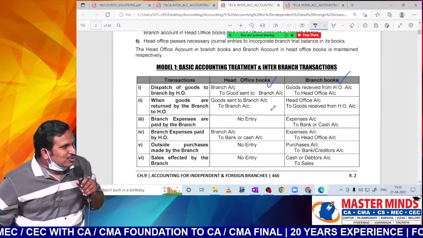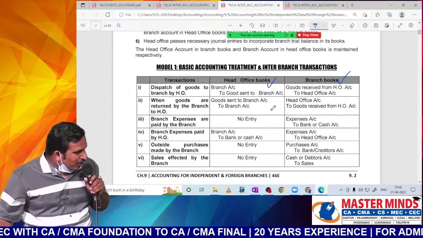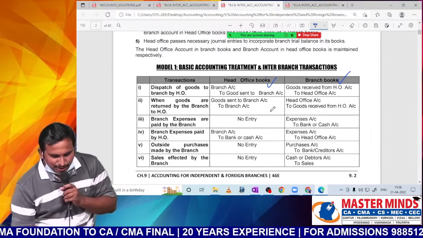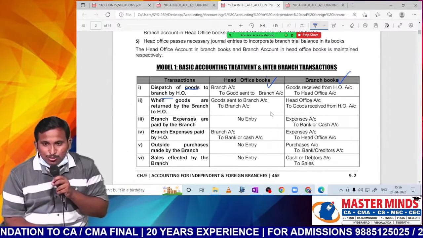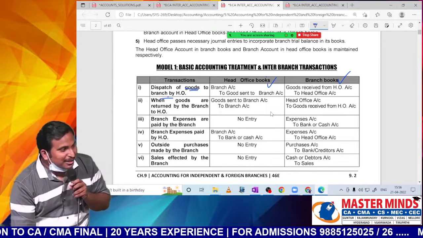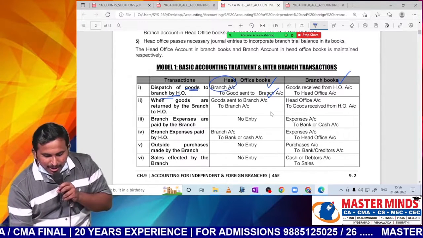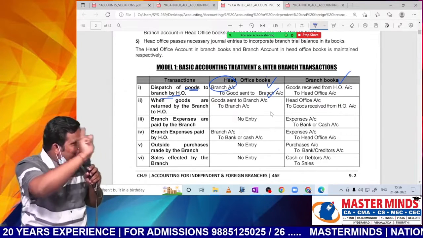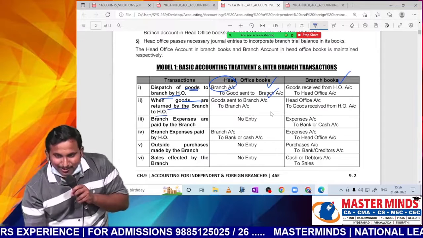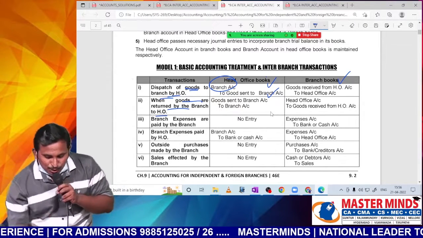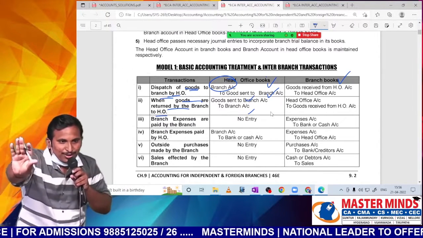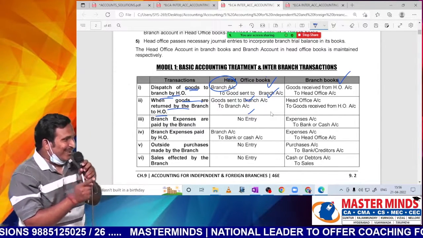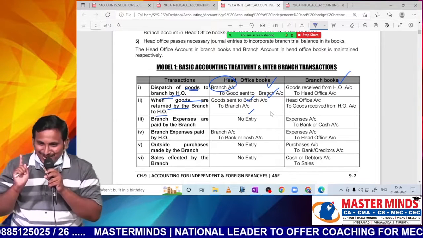First, dispatch of goods to branch by head office. Simply look at one aspect; one aspect should be clear. We are sending goods, so goods were sent by head office. Goods will be credited. The other aspect is branch. Next, goods were returned by branch to the head office. We will receive goods, and the other aspect is branch. One aspect will be very clear. You record that, and the other aspect should be branch account because we are recording in head office books.